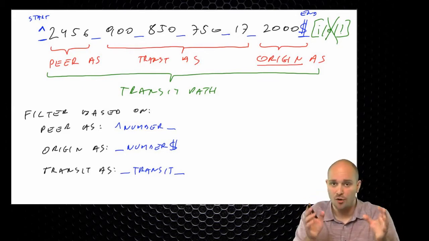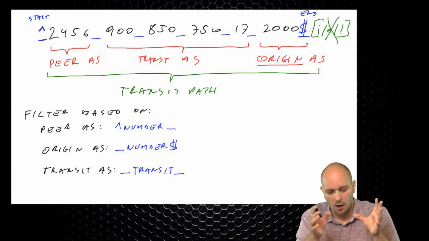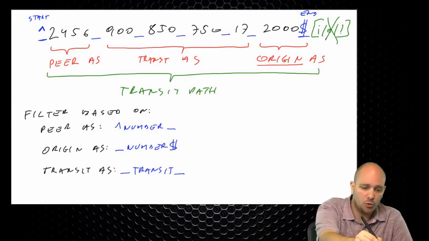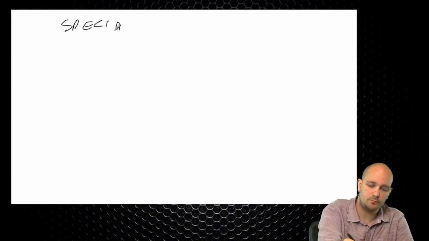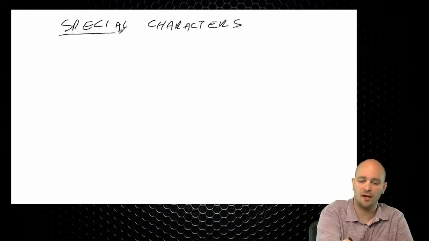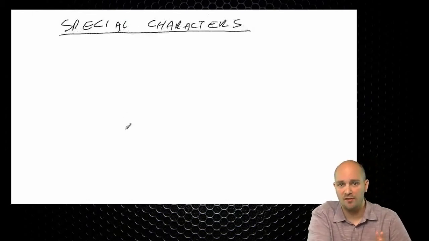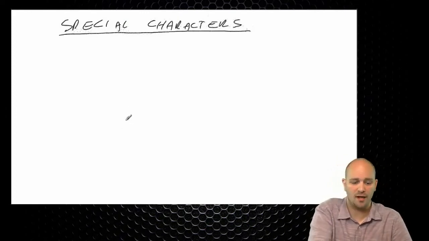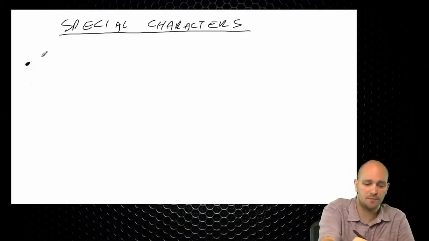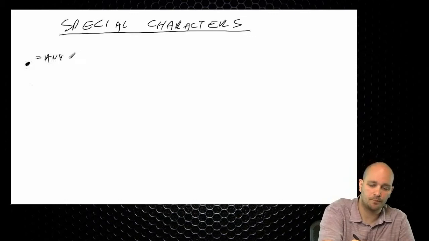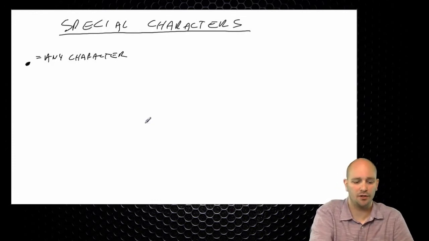Now, that said, regular expressions can be a lot more complicated. To understand some of the complexity, and I'm not going to go very, very deep here, there are some special characters in regular expressions that can be used to create very special, very powerful regular expressions. The first special character that I'm going to talk about is a simple dot. This simply means any character. So dot will match any single character.